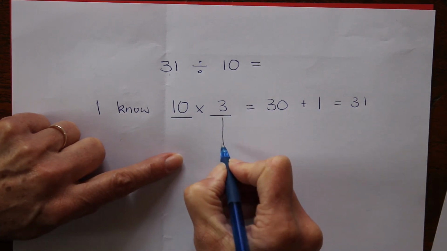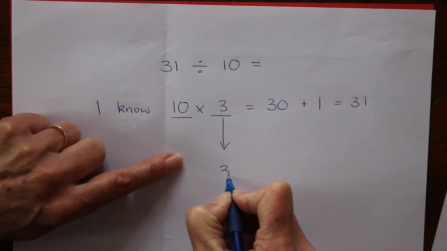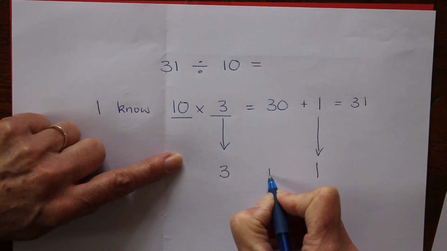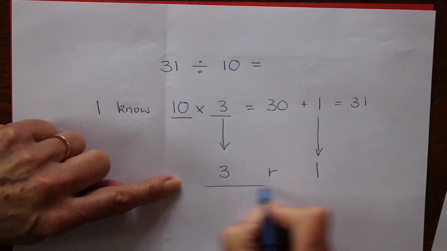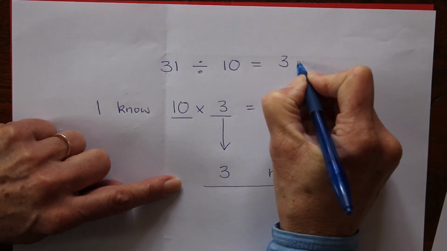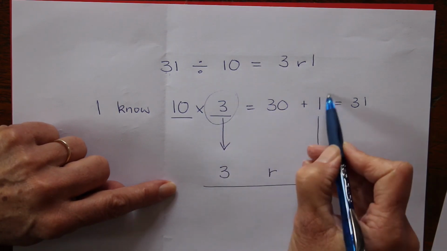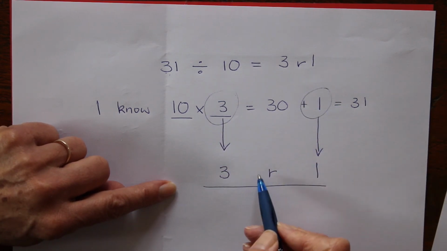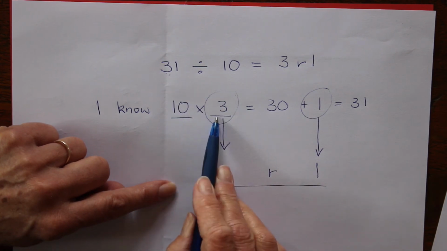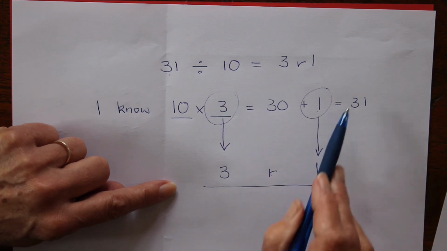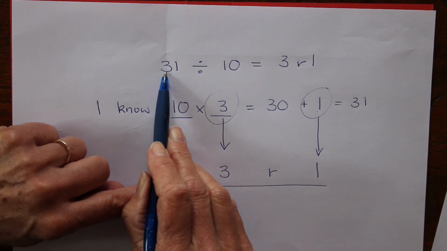So then my number, if I take this down, will be a 3. And if I take this number down, it is 1. So it's 3 remainder 1. That is my answer. 3 remainder 1. I'm looking at this answer here and this answer here. So this is my times table part, but I've got a remainder of 1 to get me to the number that I want to reach.